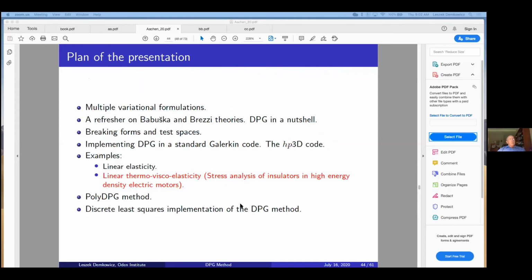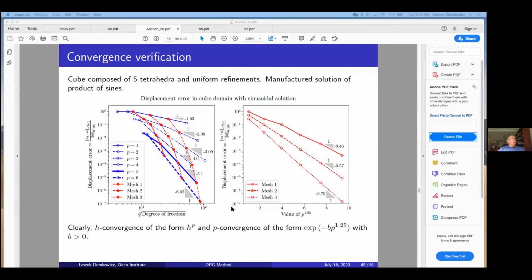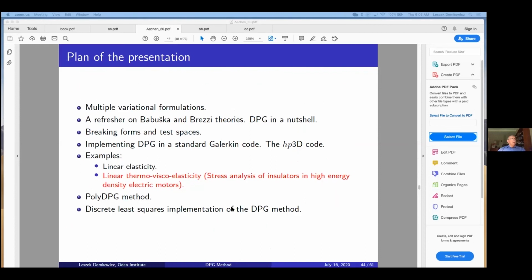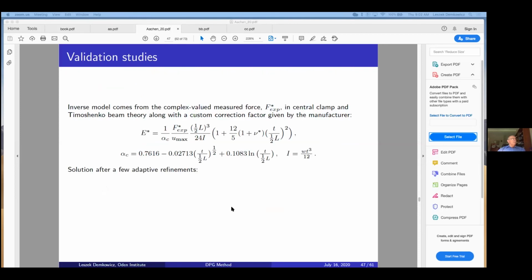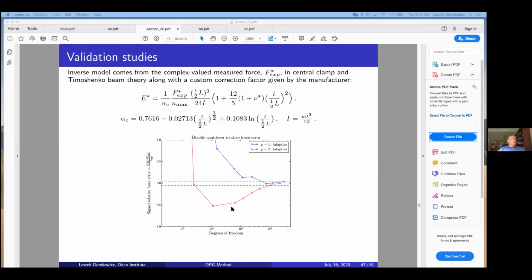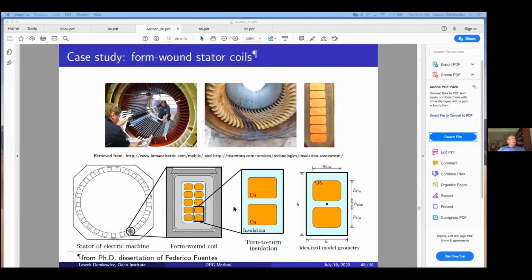The second problem that I want to quickly entertain you with was a problem dealing with stress analysis of insulators in high energy density motors. So let me start with this picture. This was a Navy sponsored project.